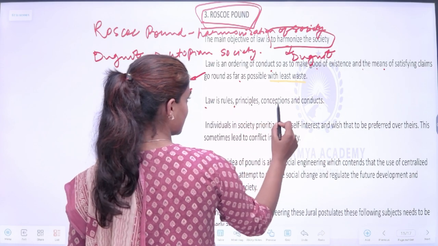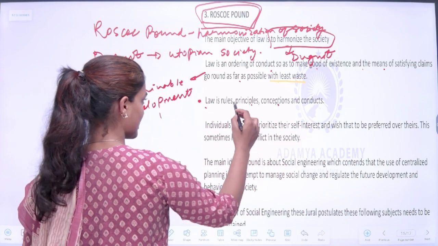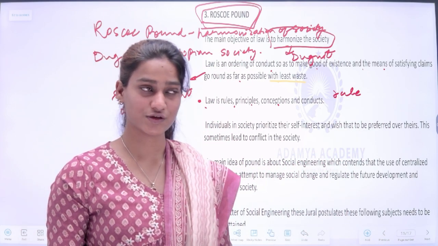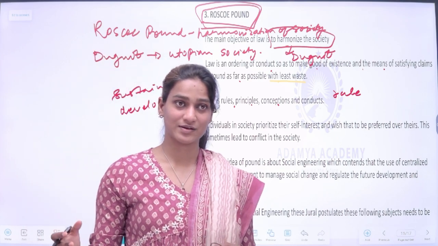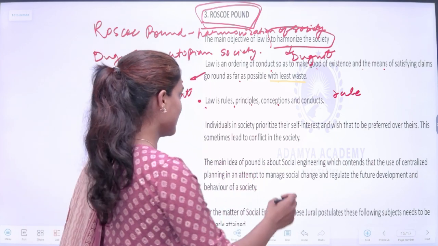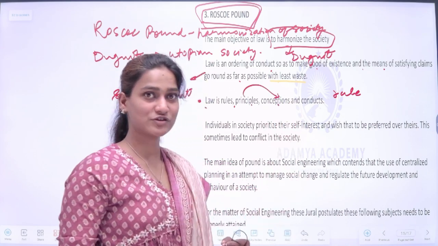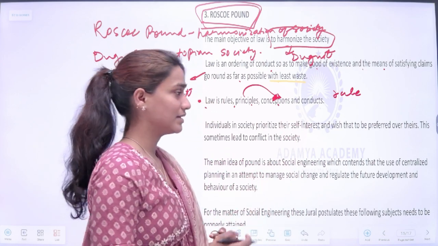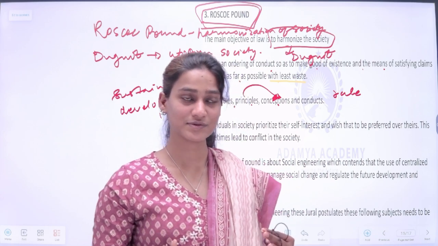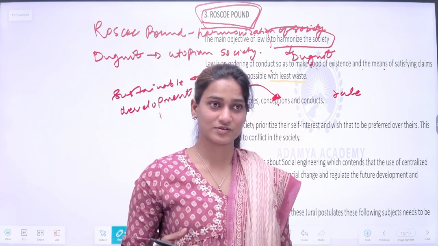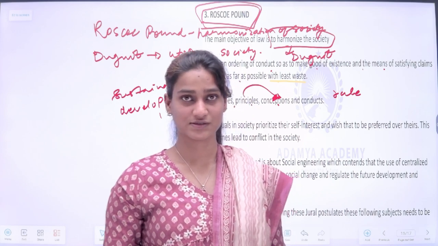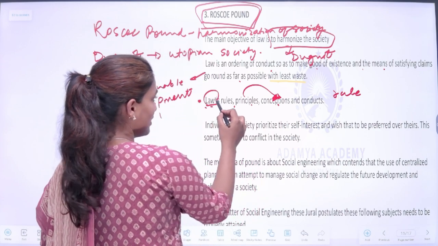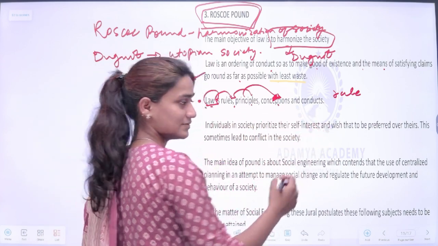Law is rules, principles, conceptions, and conduct. What is law? Where a rule is made, the people follow a certain rule, then that rule becomes a principle in some period of time. Then that principle becomes the conception which people engrave in their mind, and that conception later becomes their conduct and becomes so practical that they follow it subconsciously. So this is what law is: rule, principle, conceptions as well as conduct.